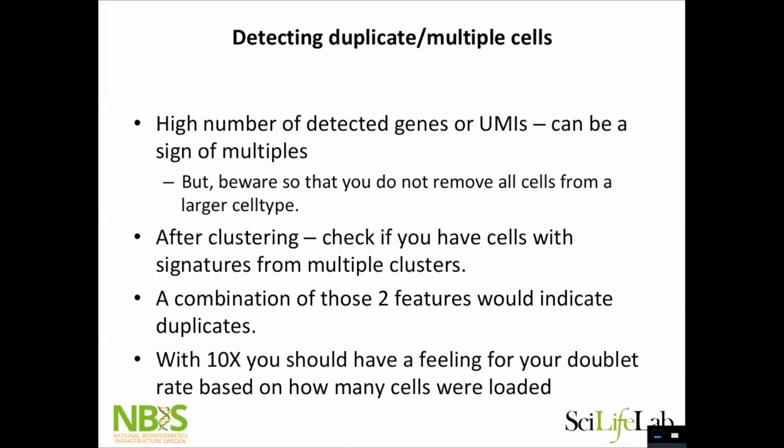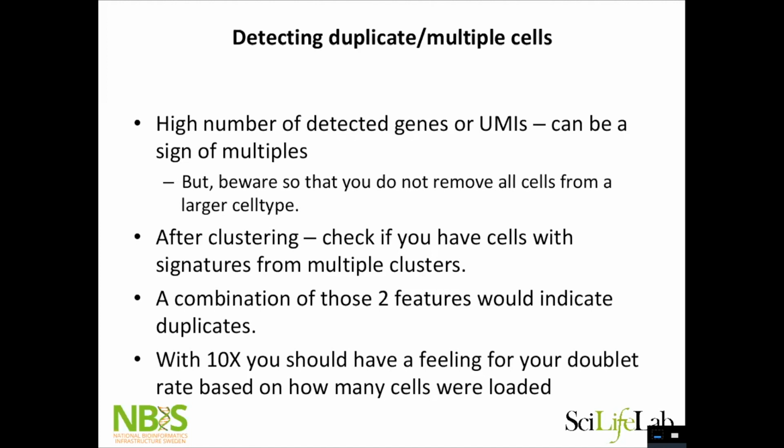Yes, as I said, a high number of genes might work for filtering cells, but it's problematic if you have more complex tissues. And after you cluster, look at your t-SNEs, your clusters. If you have a streak in between that is also high in number of detected genes, that could indicate that you have doublets. And also, you could have a feeling for the doublet rate if you know how many cells you loaded on 10x, if you know you don't have cell debris. So you can try to estimate how many doublets you see.